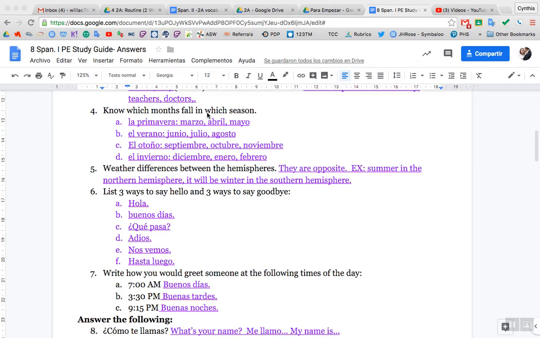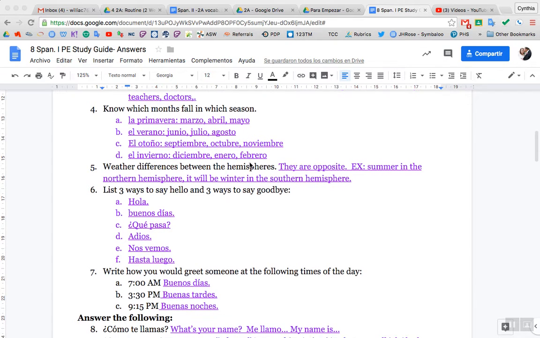Alright, know which months fall in which season. This one's tough. This always gets people for some reason. In spring, la primavera, we have marzo, abril, y mayo. March, April, and May make up spring. For summer, el verano, junio, julio, y agosto. El otoño es septiembre, octubre, y noviembre. Y el invierno es diciembre, enero, y febrero. That's spring, summer, fall, winter.